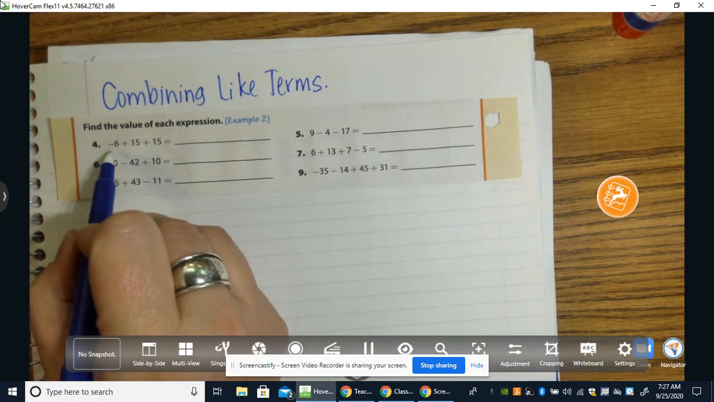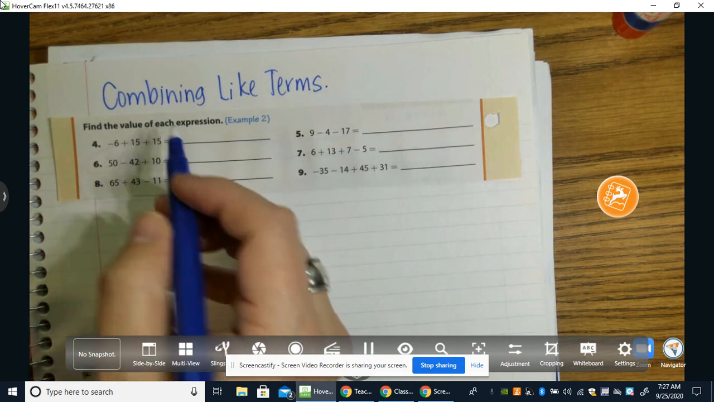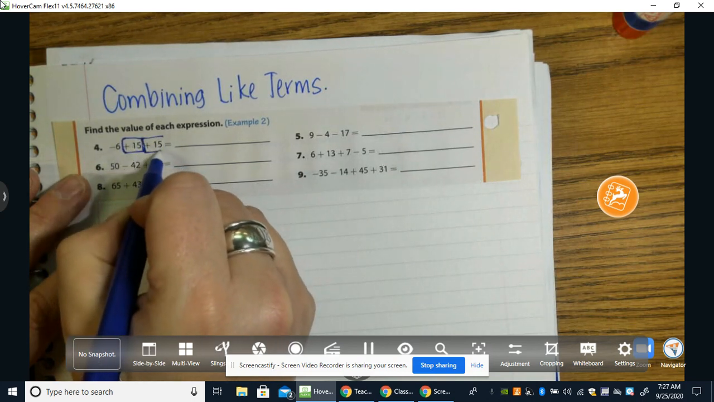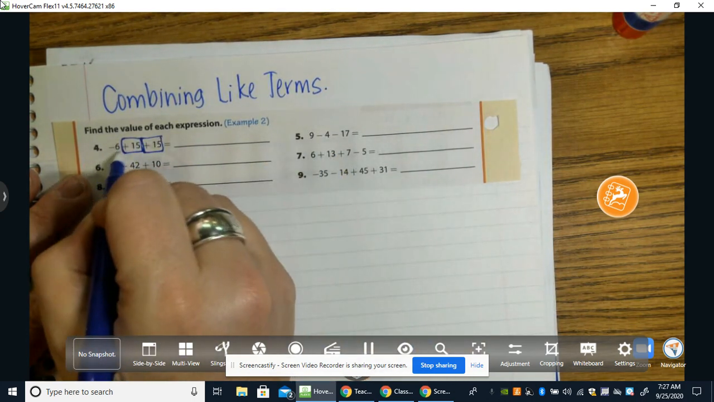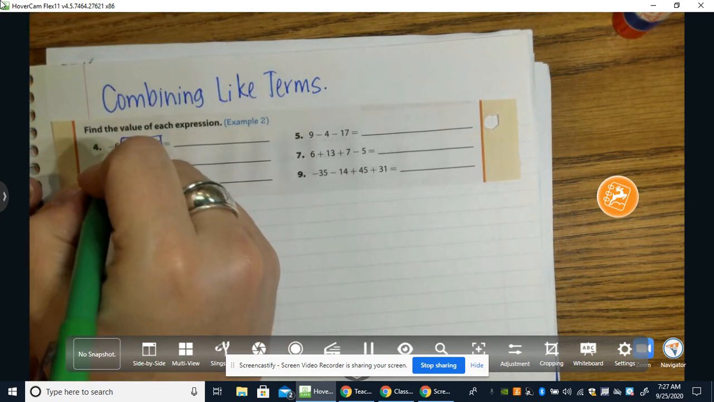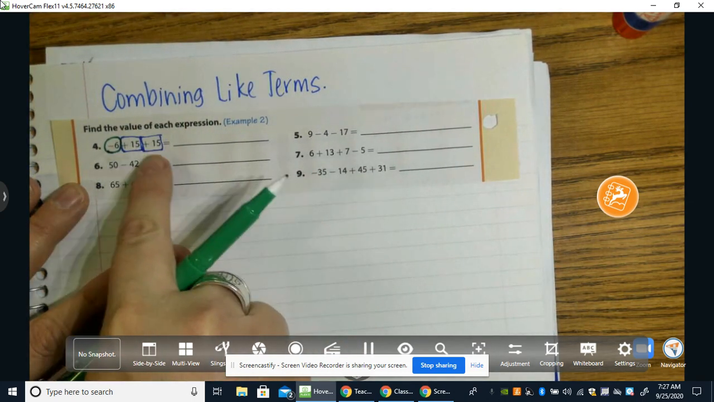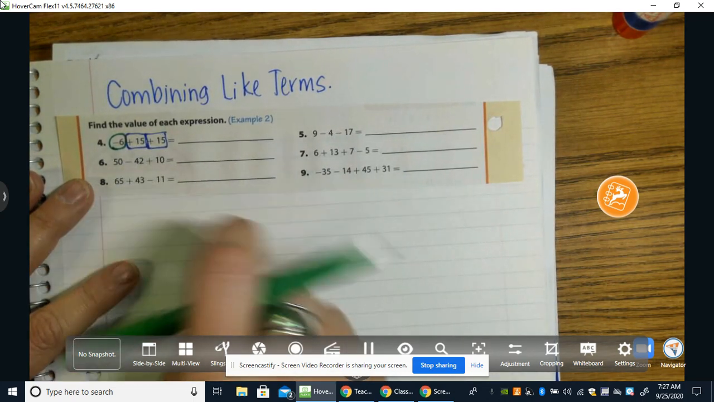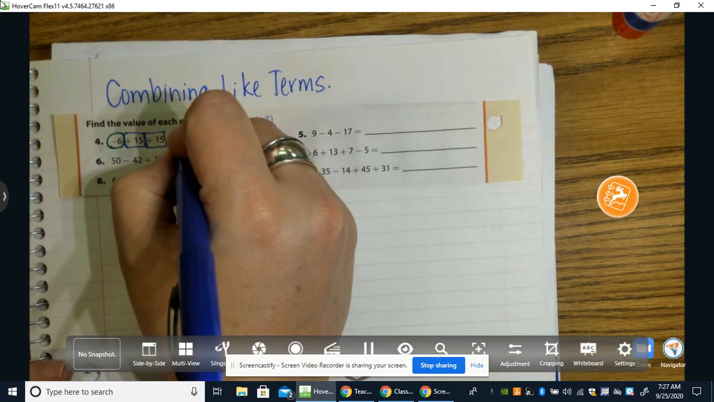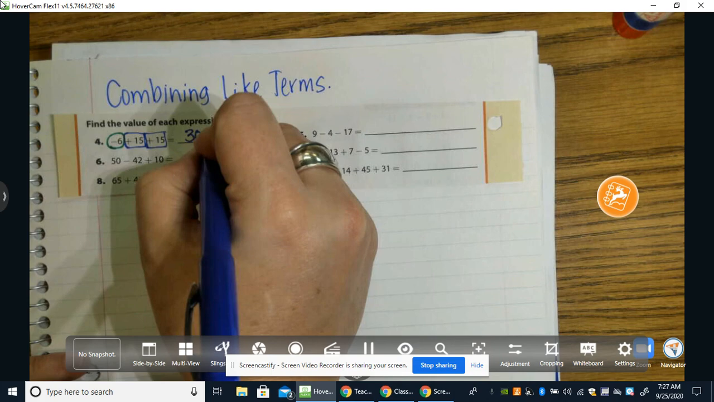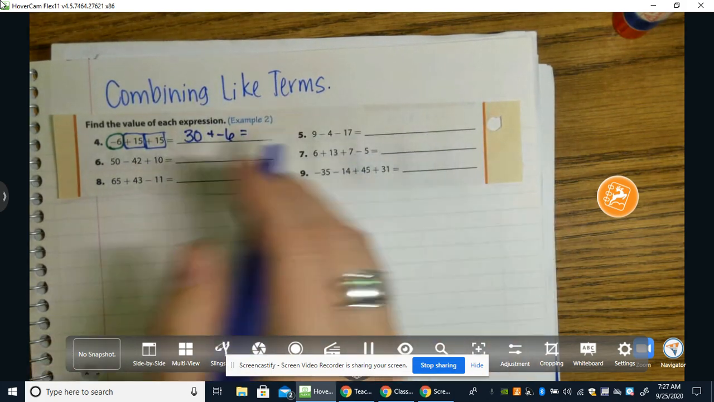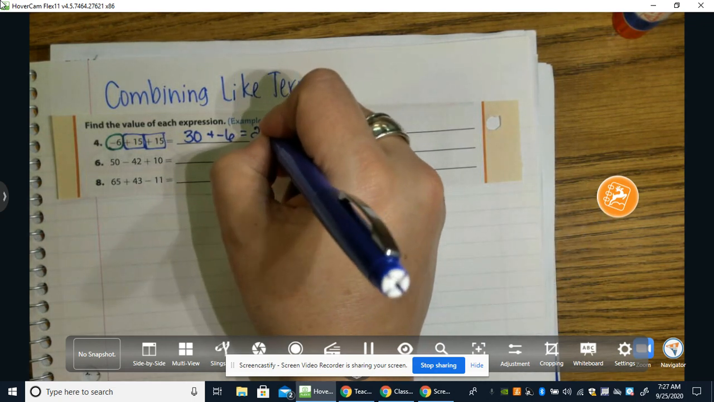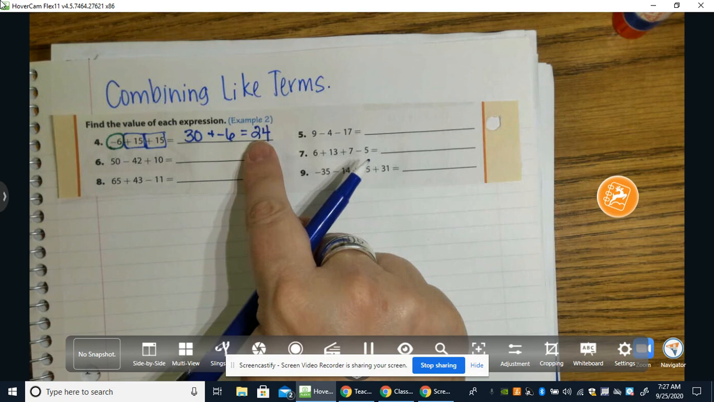So here I have -6 plus 15 plus 15. Well, if you see this plus 15 and plus 15, those are both positives. This -6 is a negative. So when I combine them, I'm doing two separate colors to kind of show you visually. So 15 plus 15 gives me 30. So I'm left with 30 plus a -6. So I have different signs, so I subtract. 30 minus 6 gives me 24, and I have more of a positive than a negative, so my answer would be 24.